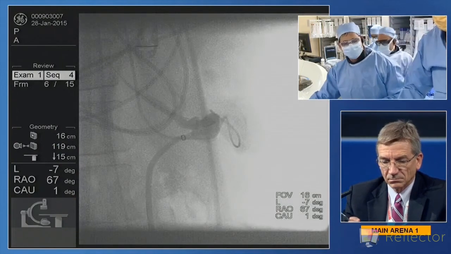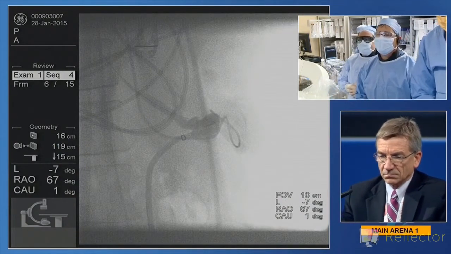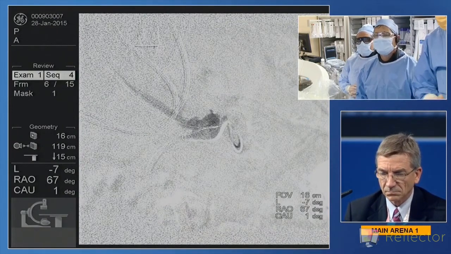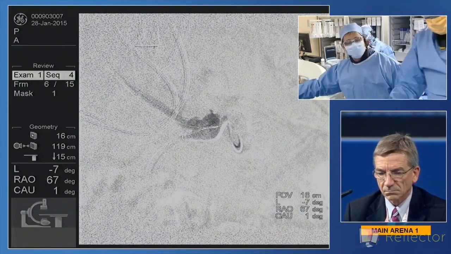Okay, go ahead and load it. Yep. And then once we have control of this, we'll probably use the same balloon to, if we can, get into that Viabahn and post-dilate that a little bit.